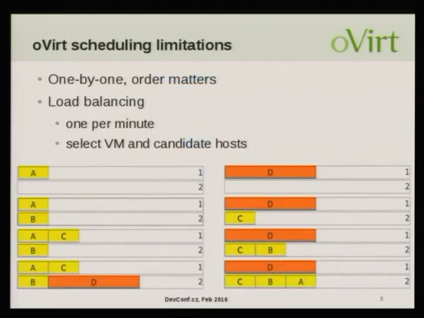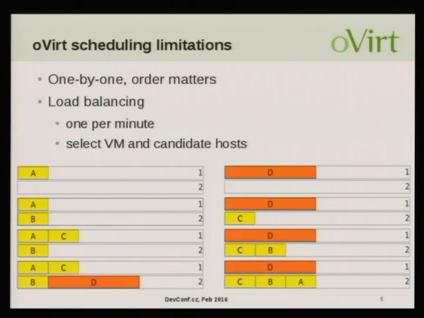Now, it's one by one, and the order matters. So here you see 2 different runs with the same set of VMs. It's very simplified, but the same set of VMs. You have the left column and right column. And the only difference is that we are starting VMs A, B, C, and D in the left column, and D, C, B, and A in the right column. You see that the result is completely different. The rule here is a very simple rule that says use the host with the lowest load. Just because the order was reversed, the situation looks completely different.